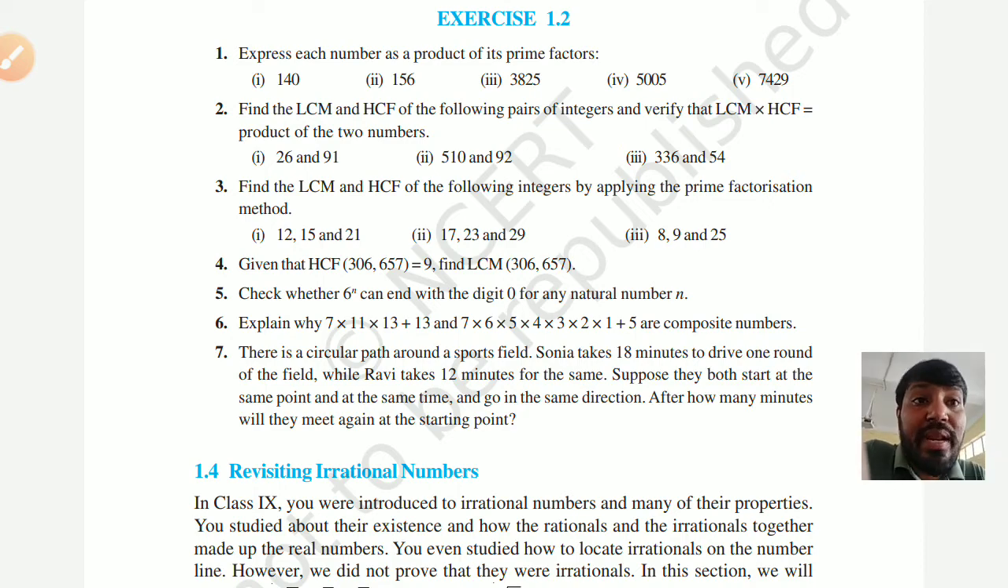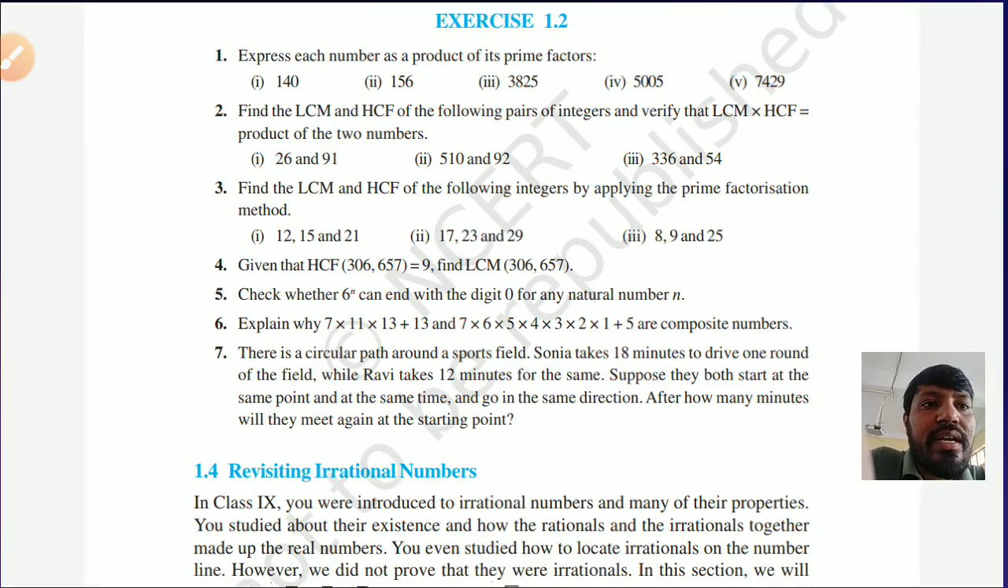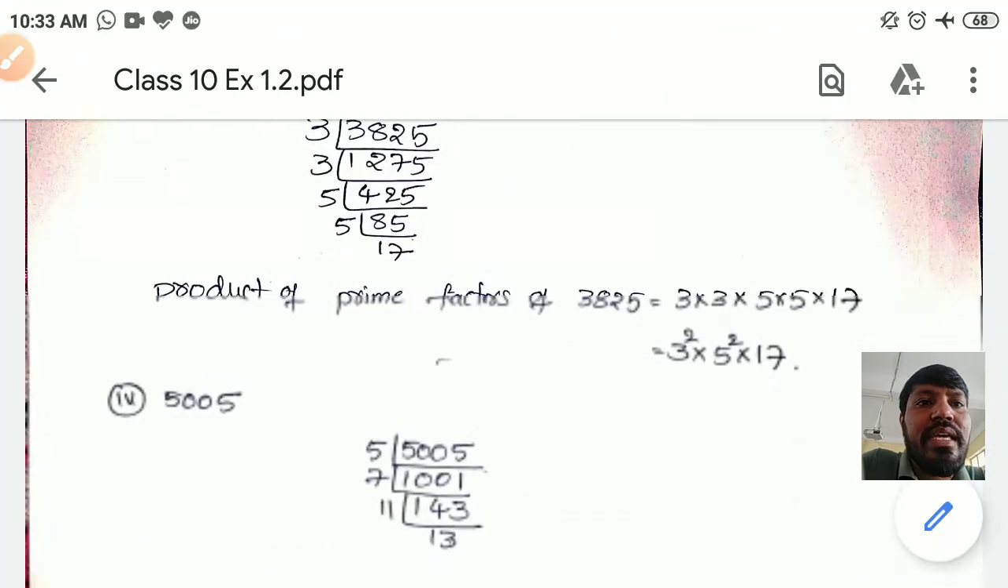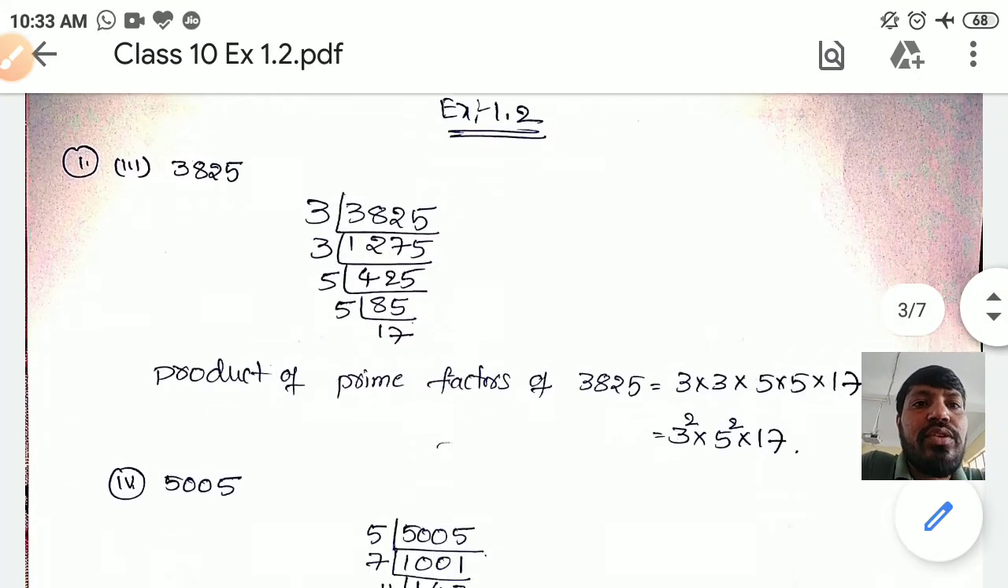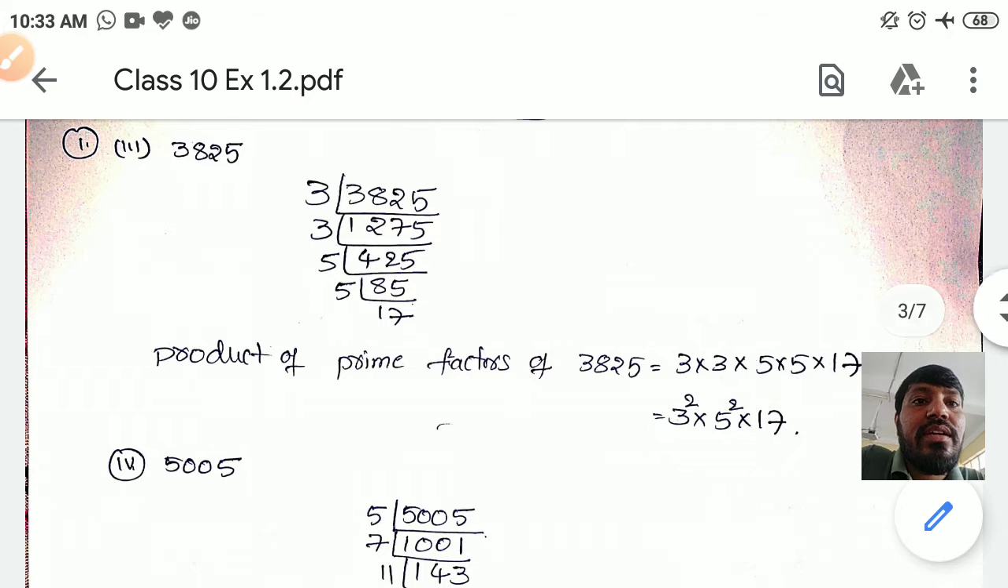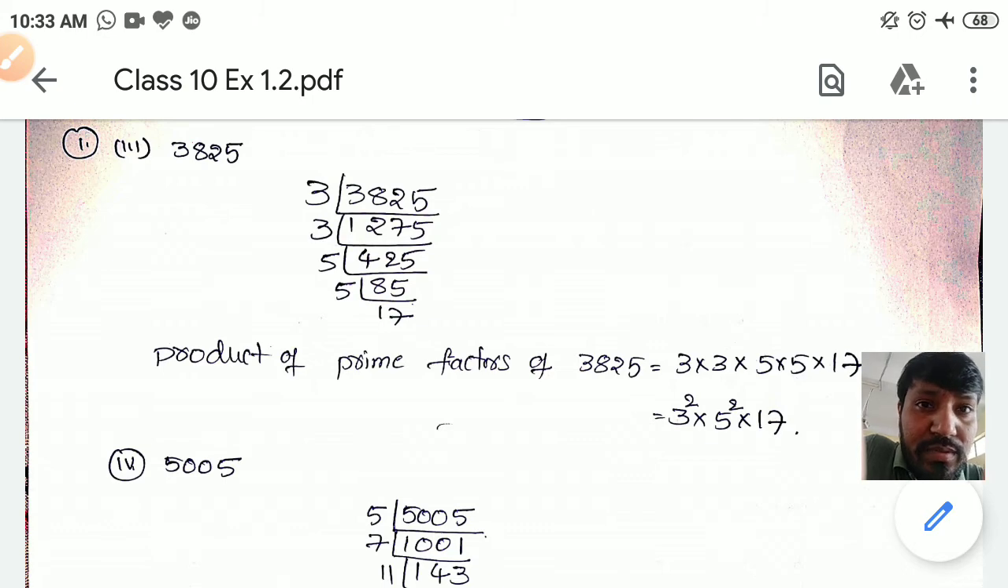3825 is the number you need to express as a product of prime numbers. So let us see the solution here. The question is given to you, 3825. Whatever the given number may be, first see whether it is divisible by 2, the smallest prime number. 3825 is not divisible by 2, so the next prime number is 3. You have to see whether it is divisible by 3 or not.